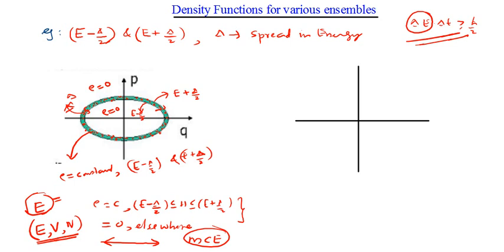Now in the same manner, can you just imagine what will be the distribution of representative points for a canonical ensemble? What will be the distribution of representative points for a canonical ensemble?